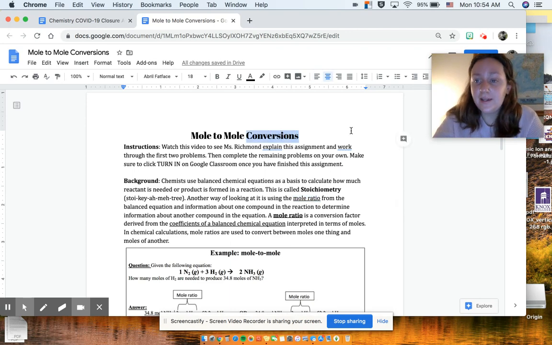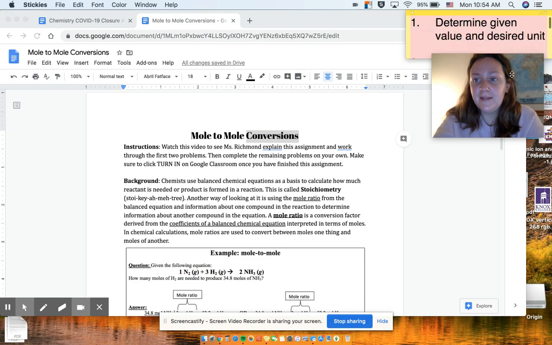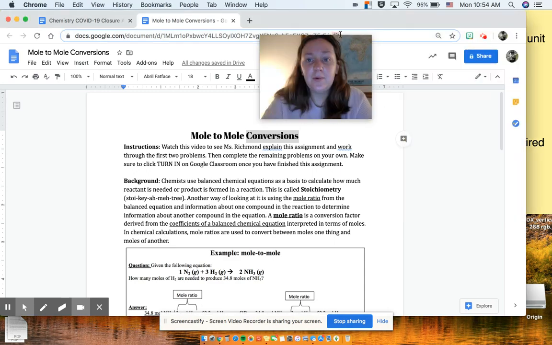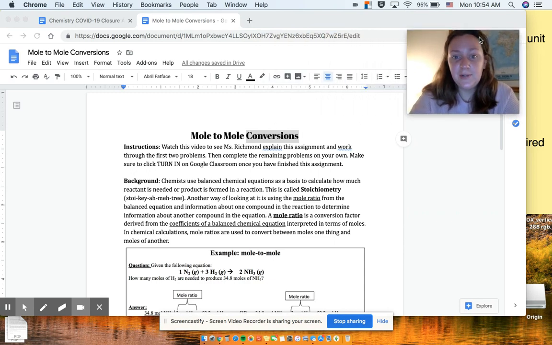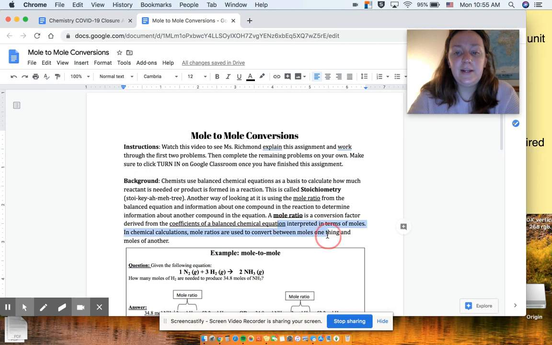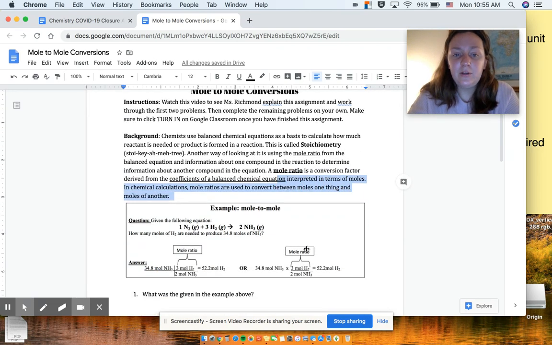We are still doing conversion factor problems just like what we've been doing. We still have our same 4 steps, determining our given value and our desired unit, all of this stuff that we've been doing, only now we're using balanced chemical equations to do it. And then it says, a mole ratio is a conversion factor derived from the coefficients of a balanced chemical equation interpreted in terms of moles. In chemical calculations, mole ratios are used to convert between moles of one thing and moles of another.